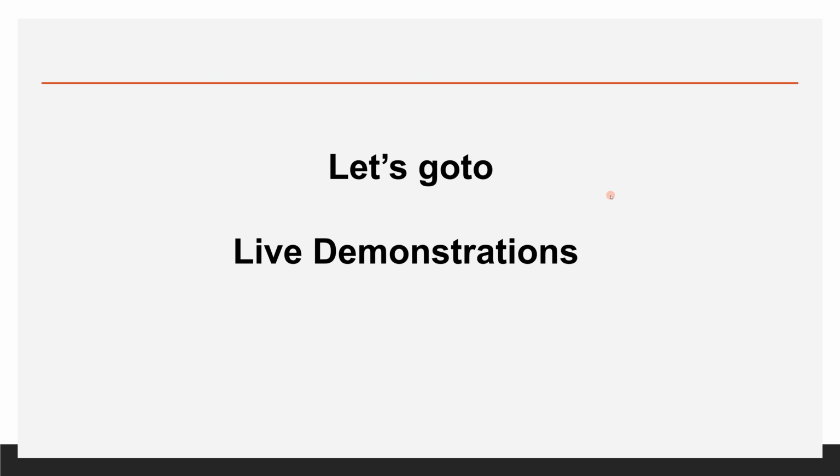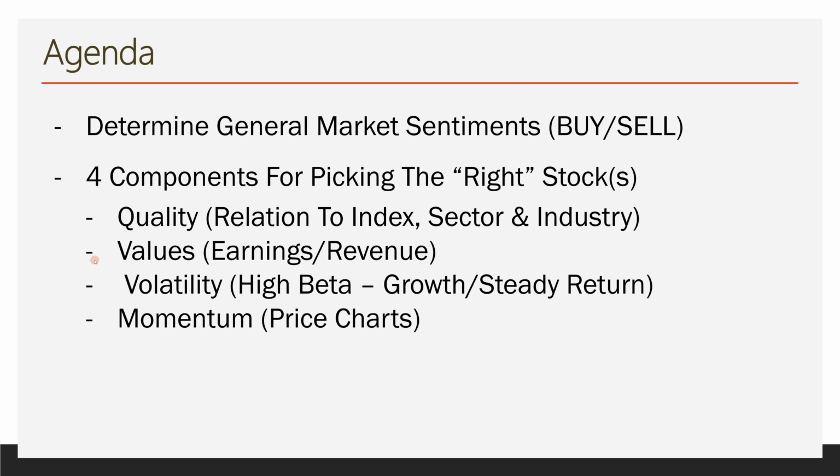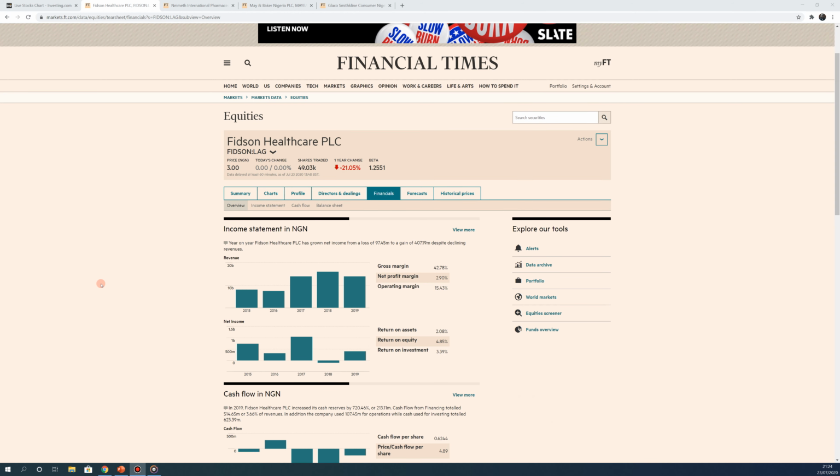Okay, let's see how I normally do it. From here we go for the demonstration of all the other components, all the other approaches: picking values, looking at the earnings, then volatility, momentum. Okay, let's go to selecting the best value stock in terms of their financial status.